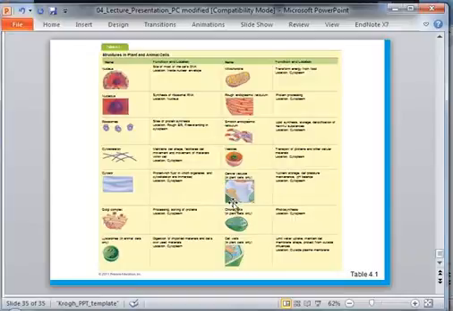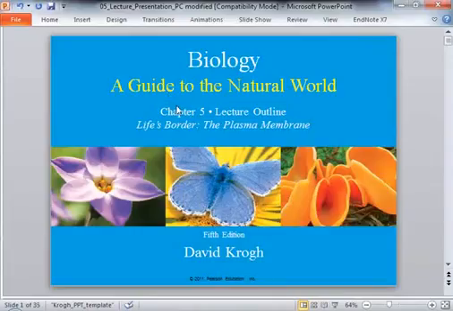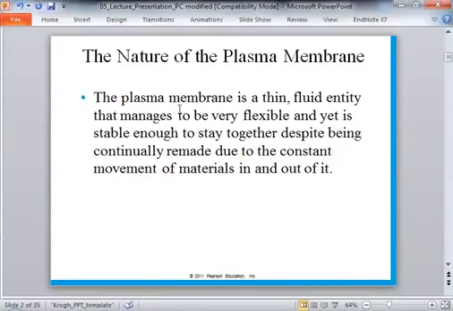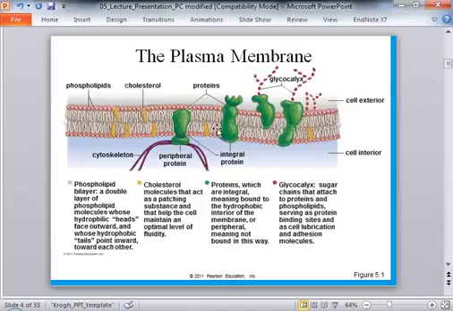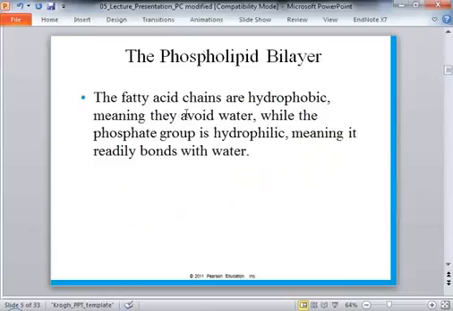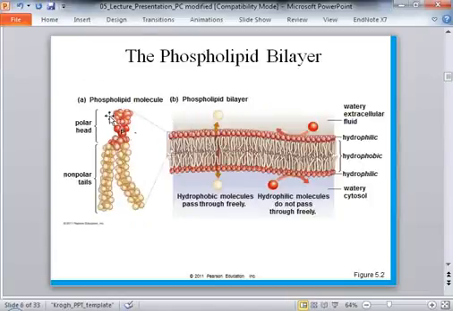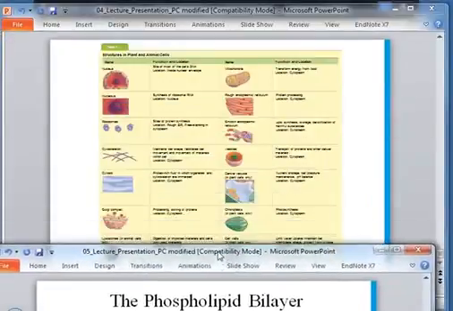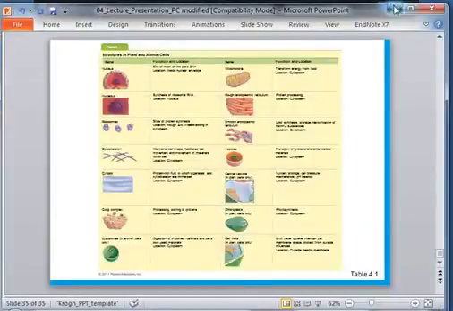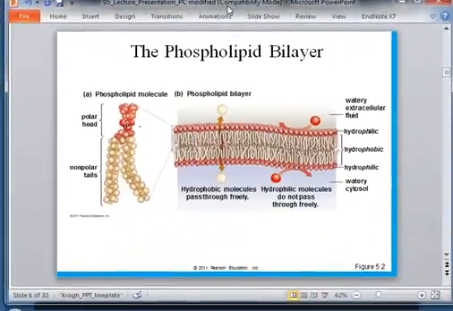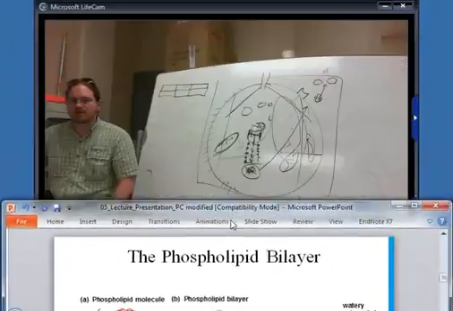So let's go ahead and move on to the next chapter on the plasma membrane. The plasma membrane is a thin, fluid-filled entity that manages to be very flexible and yet is stable enough to stay together despite being continually remade due to the constant movement of materials in and out of it. And so really what we're talking about with the plasma membrane is a membrane that is composed of molecules that have polar heads and nonpolar tails. The consequence of this is the phospholipid bilayer structure of a membrane.